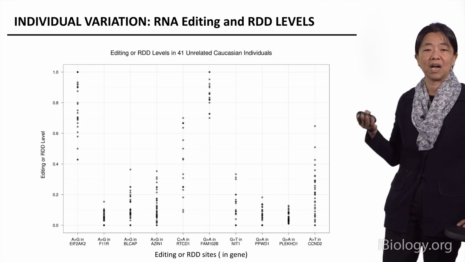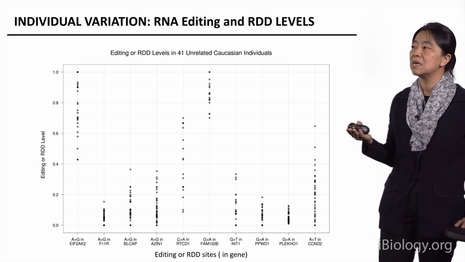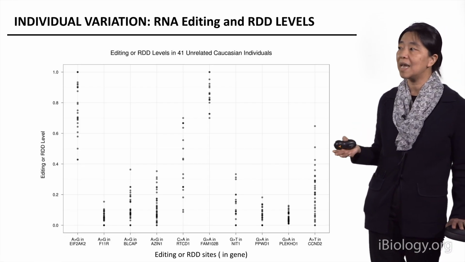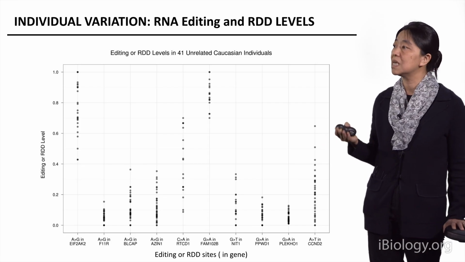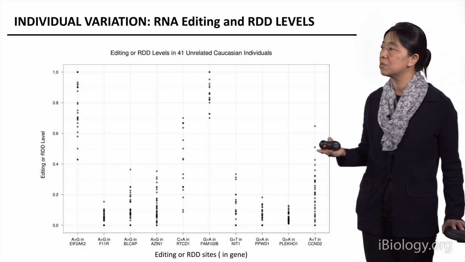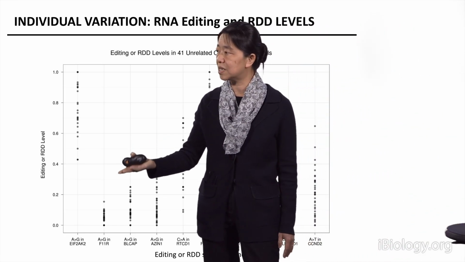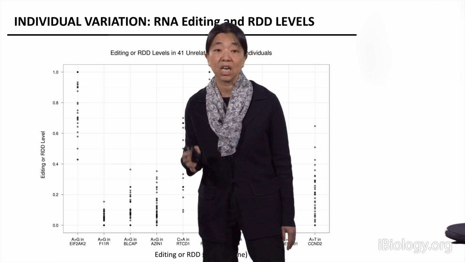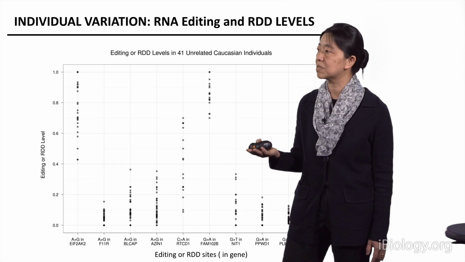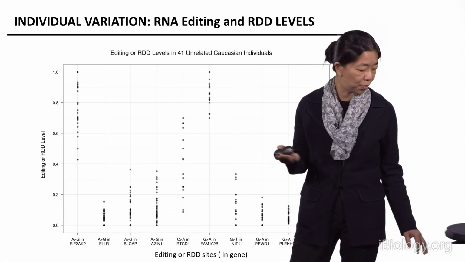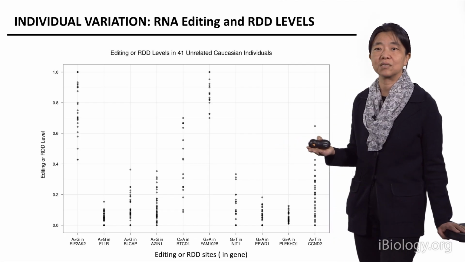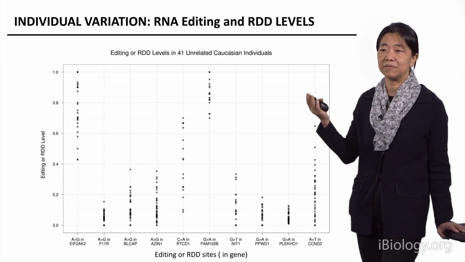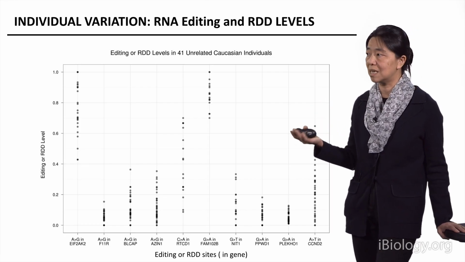It's very similar to the graph I showed you before, except here what is plotted are the RNA editing or RDD levels. So on the y-axis is editing or RDD level, with each individual shown as a black dot. Here are some examples: in the first column, an A to G editing site in the gene for an elongation factor, where some individuals have a low editing level, only about 40% of their elongation factor in the G form, and some individuals have 100% of the elongation factor in the G rather than the A form.